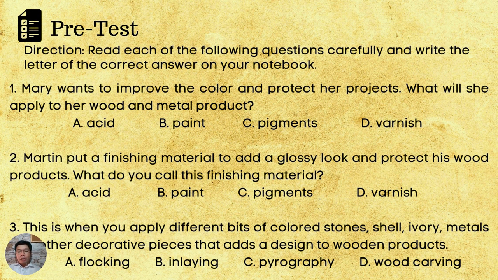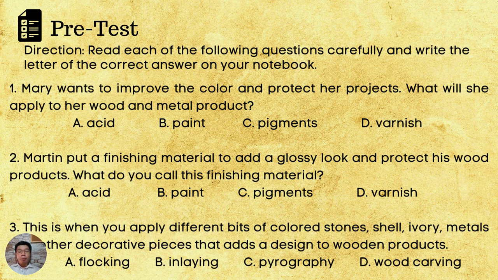Direction: Read each of the following questions carefully and write the letter of the correct answer on your notebook. Number 1. Mary wants to improve the color and protect her projects. What will she apply to her wood and metal product? A. Acid. B. Paint. C. Pigments. D. Varnish.